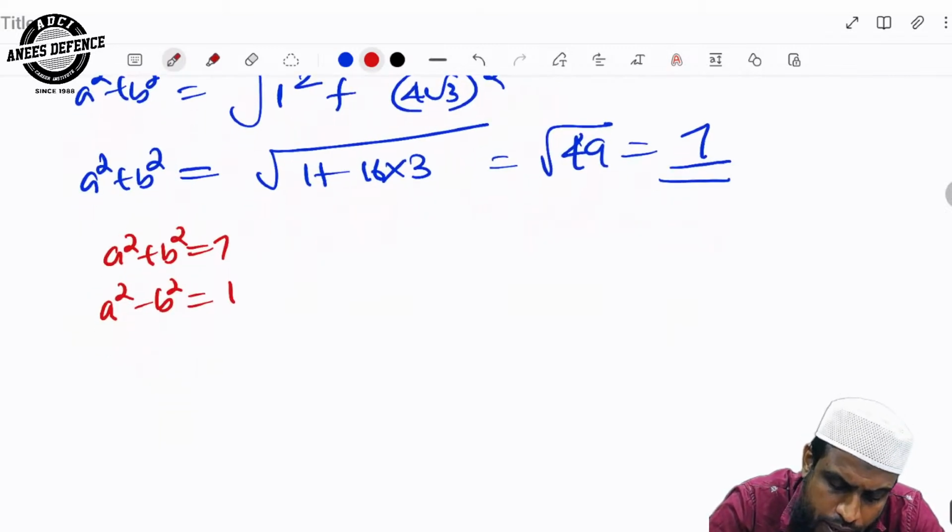So these two equations can be added. So 2a square is equal to 7 plus 1, 8. A square is equal to 8 by 2, 4. So a can be 2 or minus 2.